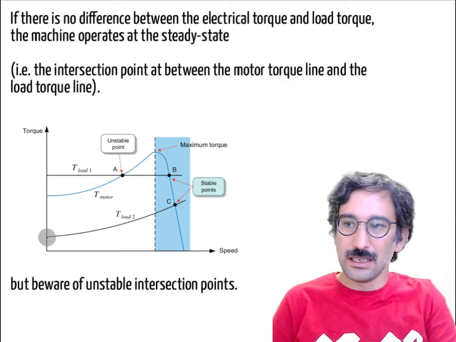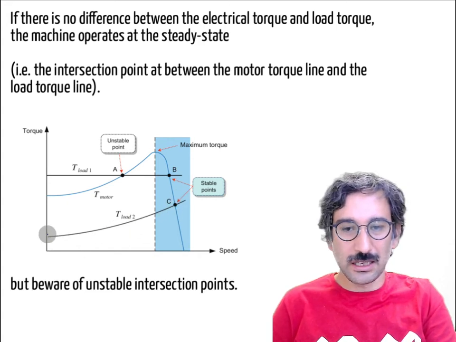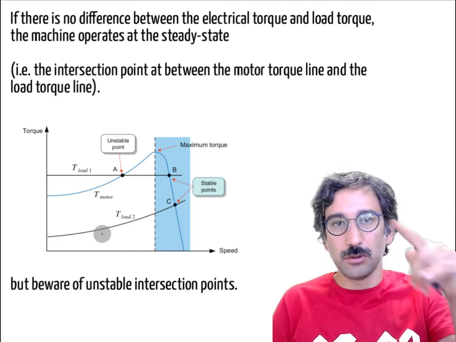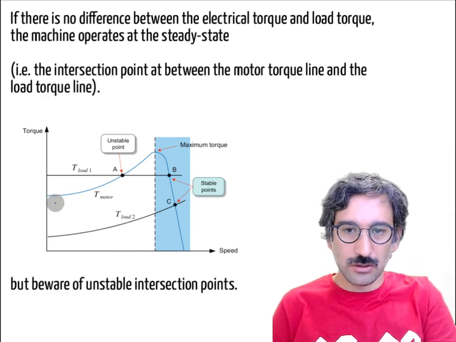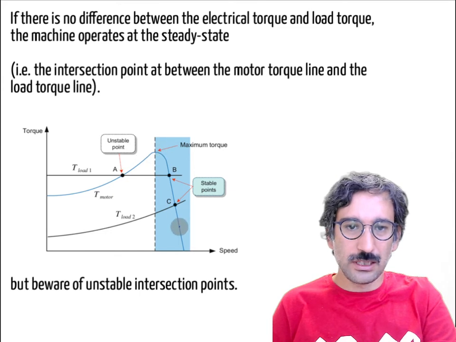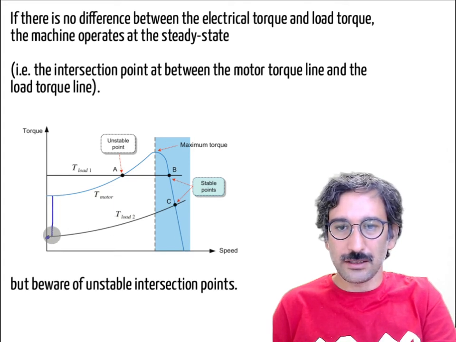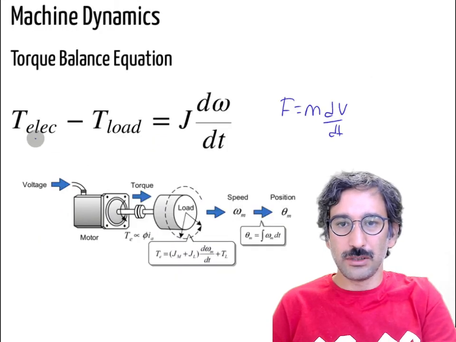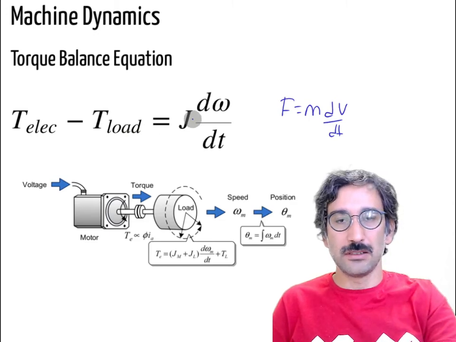For example, let's have a look at that curve. T load 2 seems like a fan load, so the torque of the load increases with speed. If you want to rotate a fan faster, it will create more torque. If your machine is producing that kind of torque characteristic and you start the machine from here, your electrical torque is larger than your load torque. So when you do that subtraction, you will have a positive value, which means your speed is going to increase.